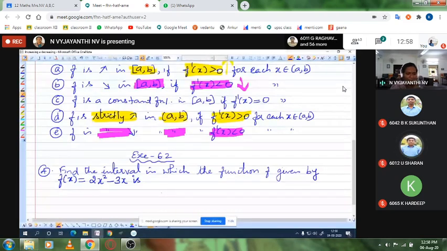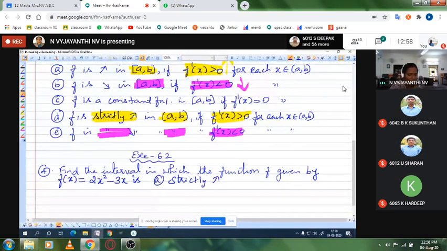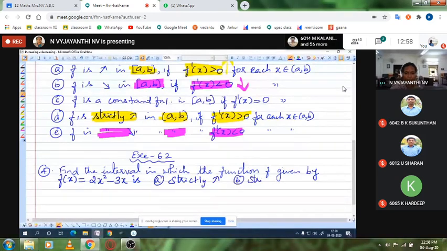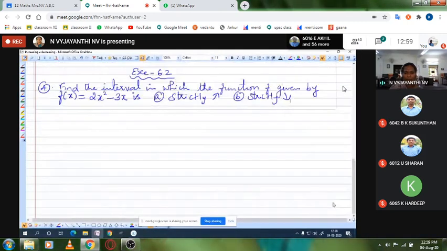So f of x equal to 2x square minus 3x: first find where it is strictly increasing, and second where it is strictly decreasing. Now we are going to follow a new method compared to the first two problems. You have to be very keen in observing these sums. This method we will follow for all other problems. See how I am writing the solution; you should write it the same way and not miss any step.